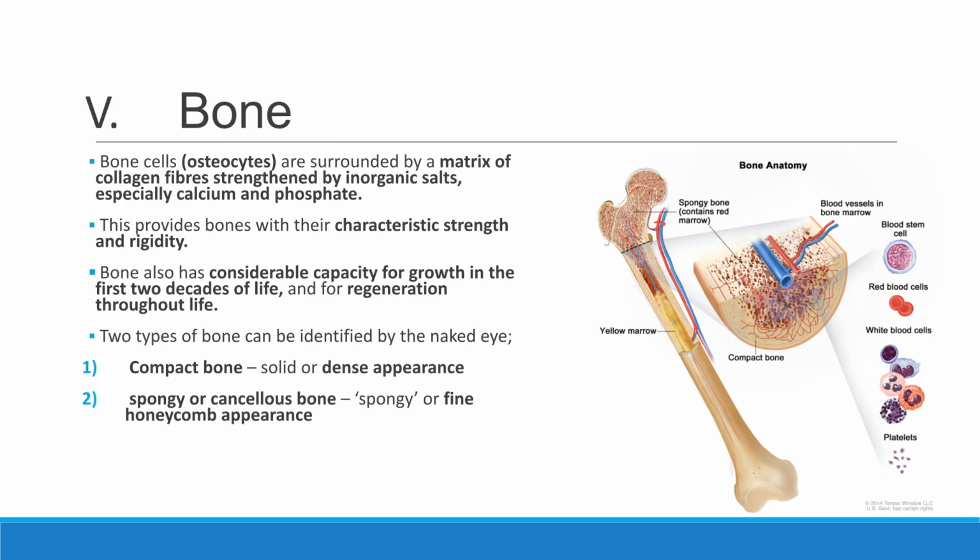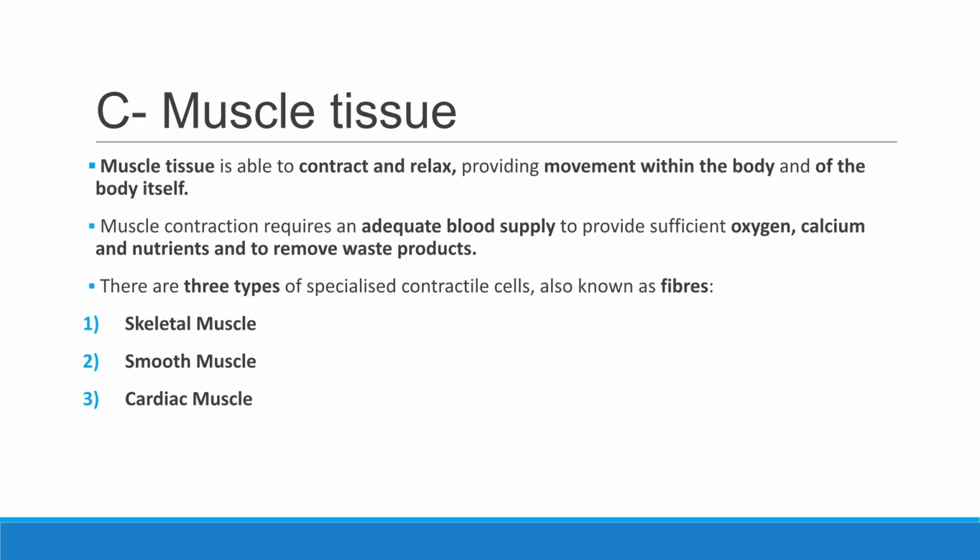Bone cells are surrounded by a matrix of collagen fibers strengthened by inorganic salts, providing strength and rigidity. Bone has a considerable capacity for growth and regeneration. The two types are compact bone and spongy or cancellous bone. Muscle tissue contracts and relaxes, enabling movement within the body and of the body itself. Adequate blood supply is necessary for muscle contraction. The three types of specialized contractile cells, or fibers, are skeletal muscle, smooth muscle, and cardiac muscle.